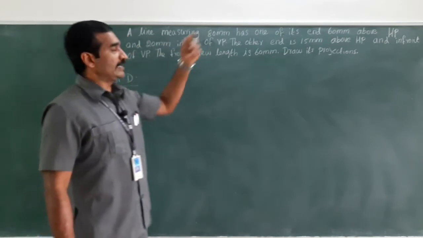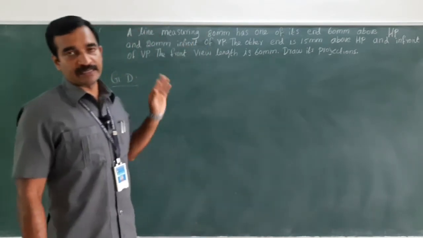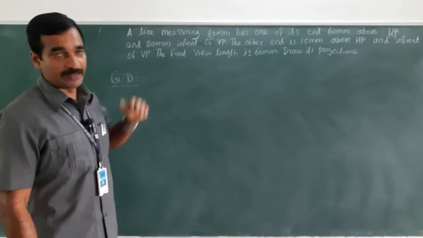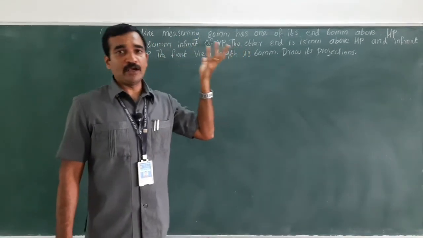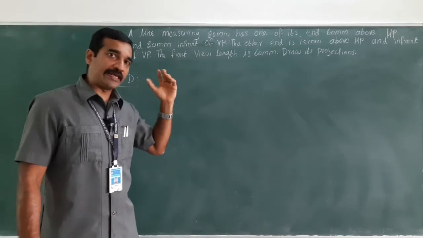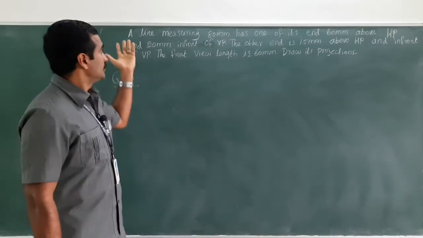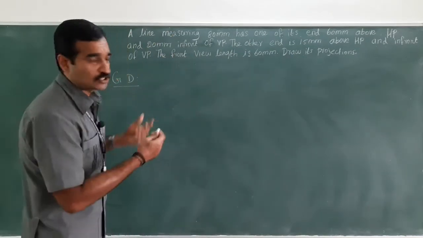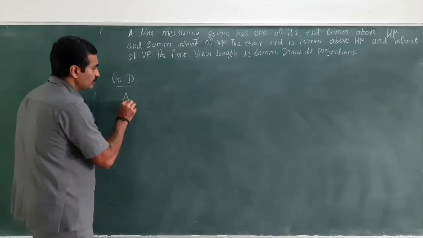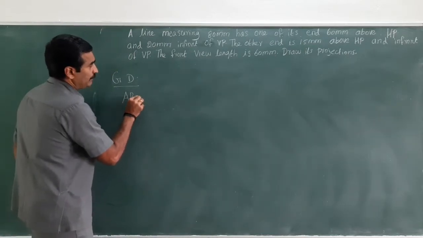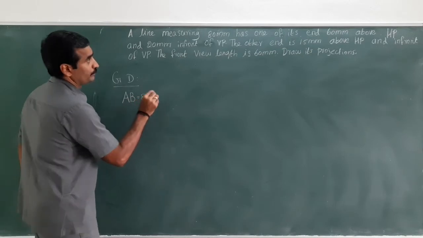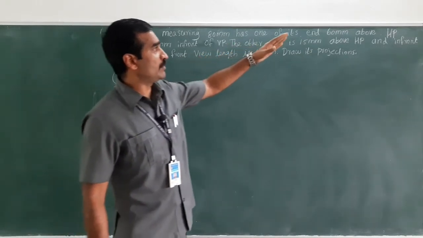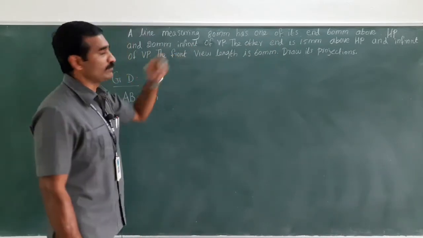A line measuring 80 mm. That means it's nothing but the true length of the object. Here they have not specified line AB or line PQ or line LM. Since it is not specified, let me just assume this as AB. AB equal to 80 mm.